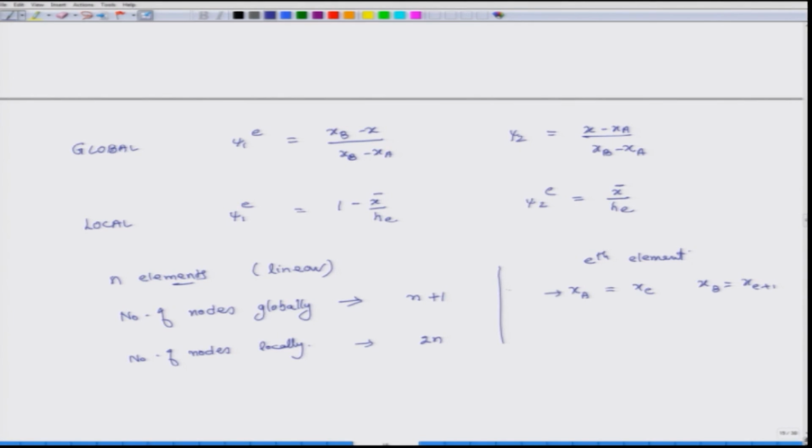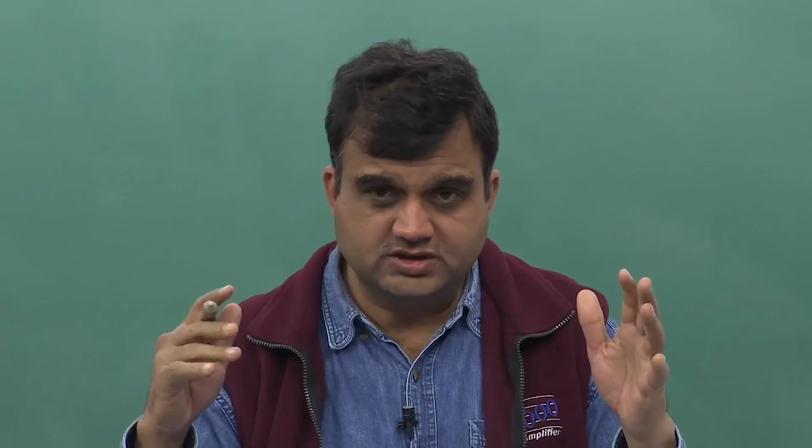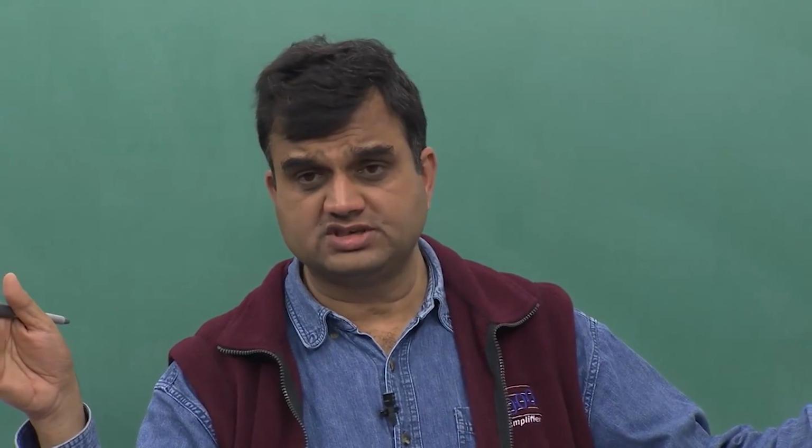Here this is global, and then local you have x bar is equal to 0, here x bar is equal to H E. So, you have a global coordinate system, and this global coordinate system comes into play when we are doing the assembly of the whole system.